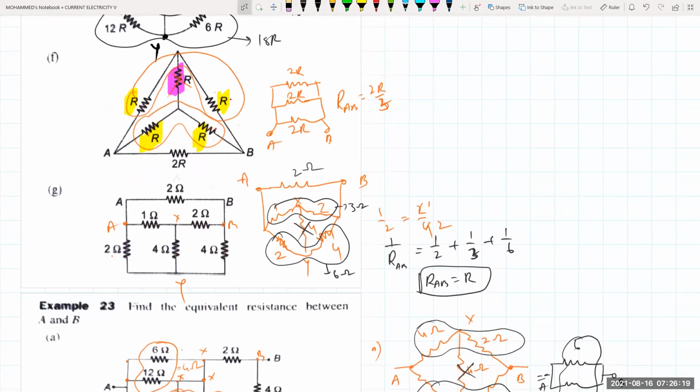Next one. Number G, between A and B. So again, this is forming a Wheatstone bridge between 1, 2, 3, 4, 5. So it is 1 by 2, 2 by 4, and the middle one is 4. So I have drawn here. See, this is 1, this is 2, this is 2, this is 4.